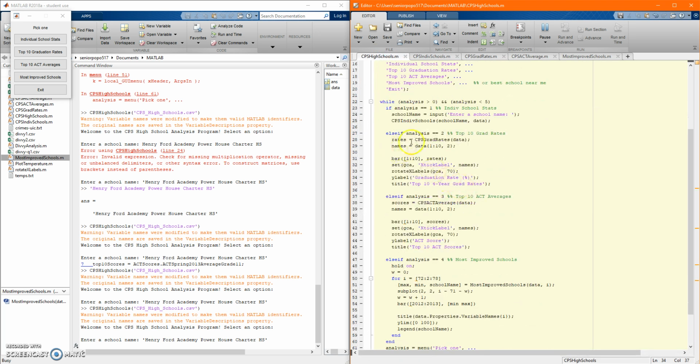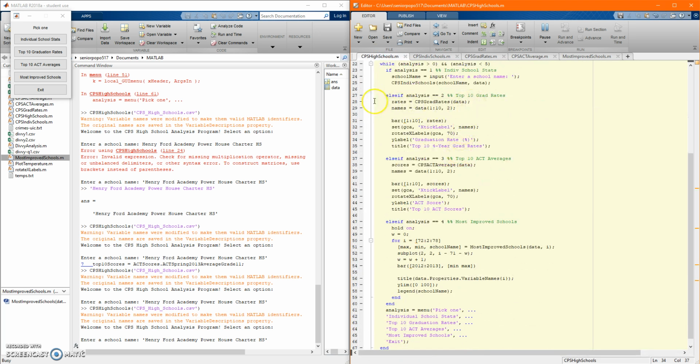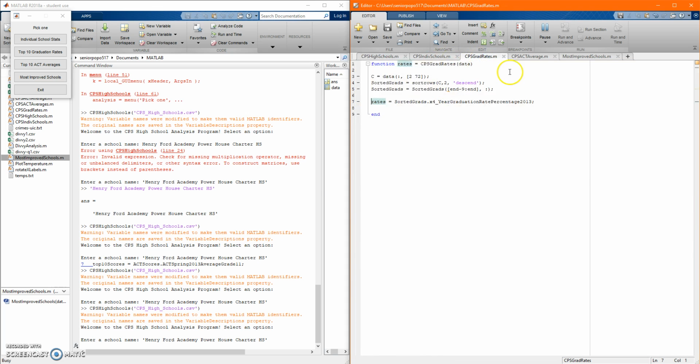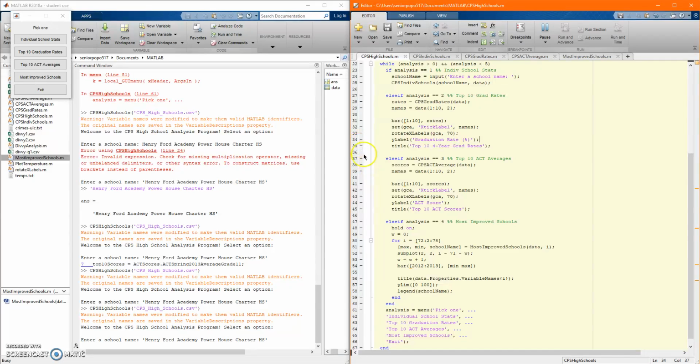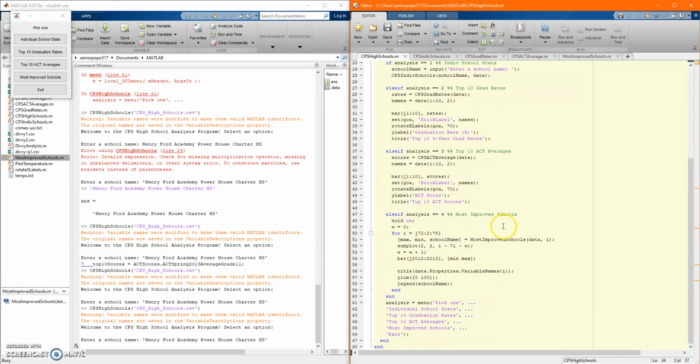Moving on to the second. Our code for the top 10 graduation rates and top 10 ACT averages are very similar. They just analyze their own individual columns, but they do around the same thing, just analyzing the top 10 schools by sorting the data and then taking the top 10 from there. The last section shows the most improved schools. You can see the code right here.